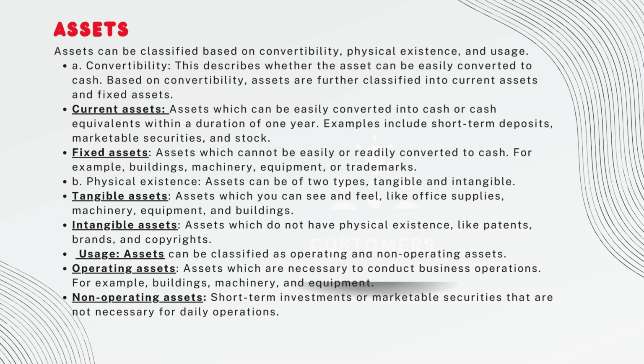B. Physical existence. Assets can be of two types, tangible and intangible. Tangible assets. Assets which you can see and feel, like office supplies, machinery, equipment, and buildings. Intangible assets. Assets which do not have physical existence, like patents, brands, and copyrights. C. Usage. Assets can be classified as operating and non-operating assets. Operating assets. Assets which are necessary to conduct business operations. For example, buildings, machinery, and equipment. Non-operating assets. Short-term investments or marketable securities that are not necessary for daily operations.